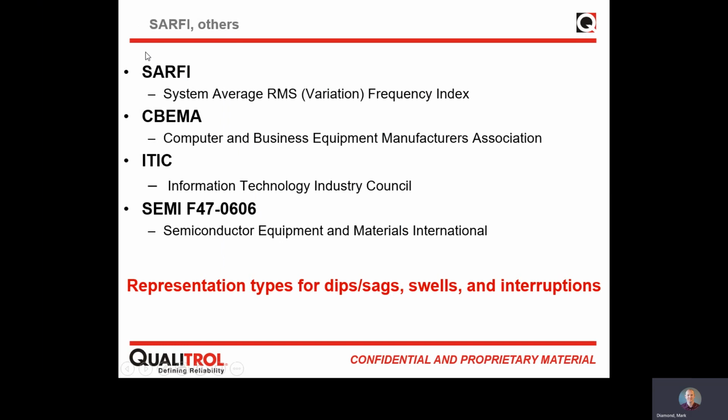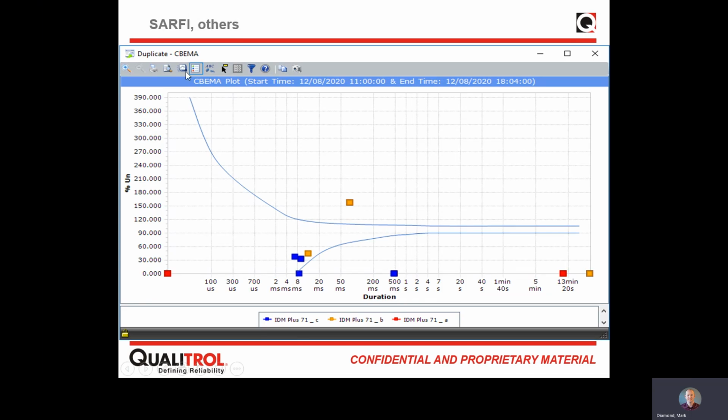One of the methods to help make that more visual is by using curves that we call CBEMA, the SARFI curves. And I guess let's take a look at them to try and explain. This is actually a CBEMA curve, and every dot on screen is either a dip or a swell or an interruption, so it's a triggered recording. The curve at the top is telling us that anything that falls above that curve is outside of compliance, and anything that falls below the bottom curve is outside compliance. Anything that stays in this region in the middle is in compliance.